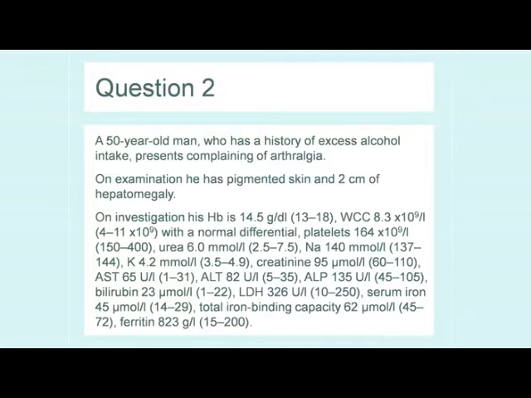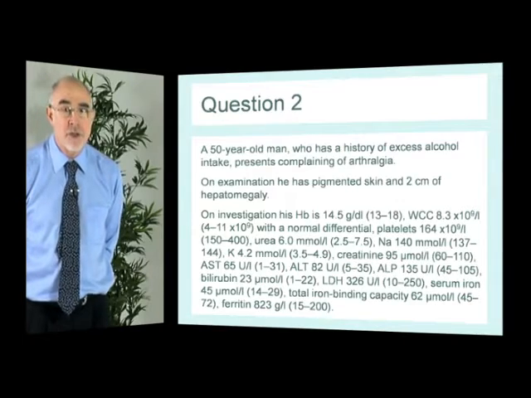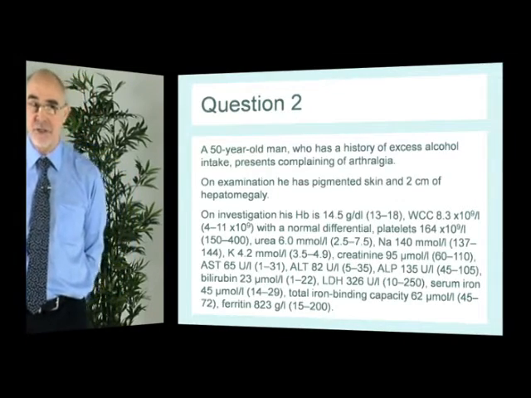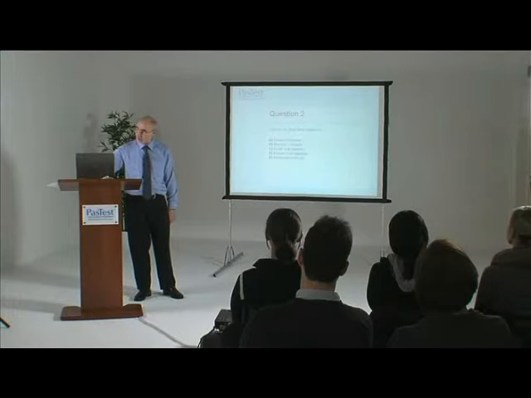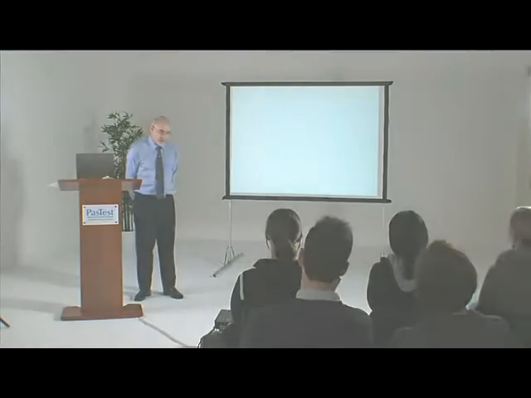His serum iron is elevated, his TIBC is normal, and his ferritin is elevated. So rather, as in the last question, we're thinking about too much iron rather than too little iron. Let's see the question associated with this stem. And the question is, what is the most likely diagnosis? I'll leave you for a moment to consider the answers to that question.